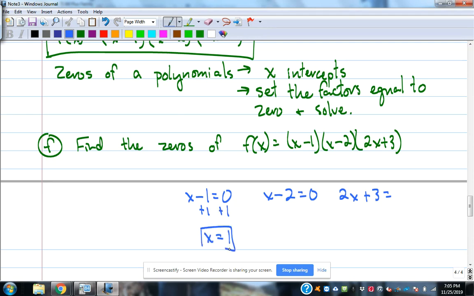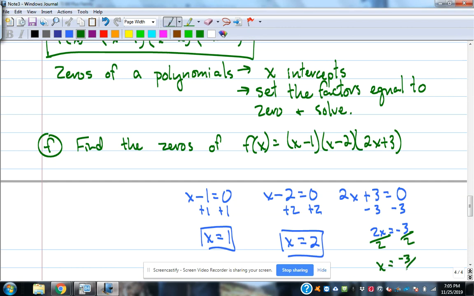X equals 1, x equals 2. Third one's a little tougher. 2x equals negative 3. Divide by 2. Get a fraction. Negative 3 over 2. We got 3 zeros of that polynomial: positive 1, positive 2, and negative 3 over 2.